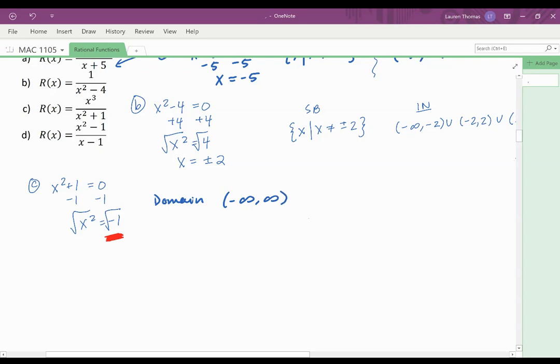You don't have any issues. All real numbers, okay? So be careful about that. You don't care about the imaginary numbers that are going to give you issues. You only care about the real ones, okay?